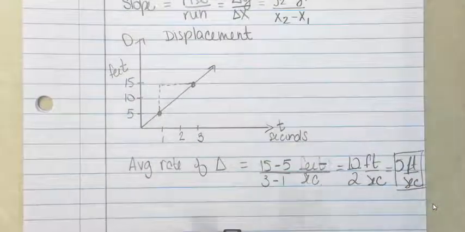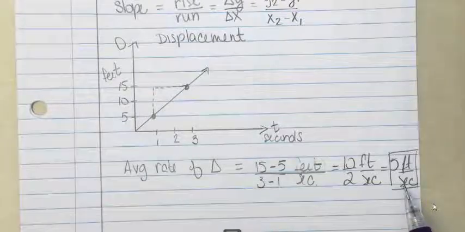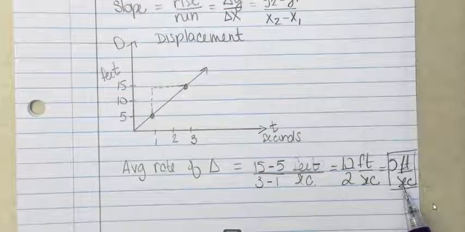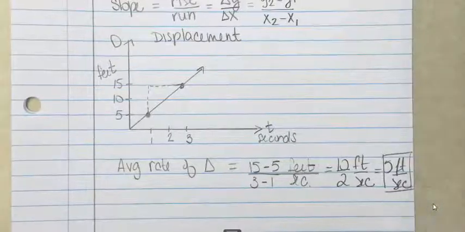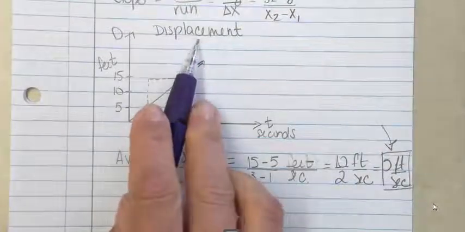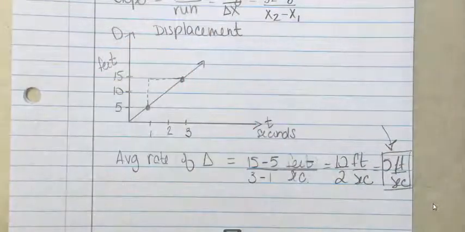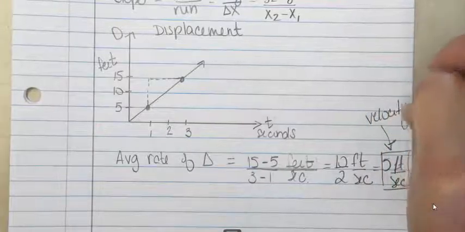Now, when I find the rate of change of displacement, I get this unit of feet per second. Well, what idea is that? That's actually velocity, right? So when we found the average rate of change of displacement, we got a velocity, right? Like a speed.